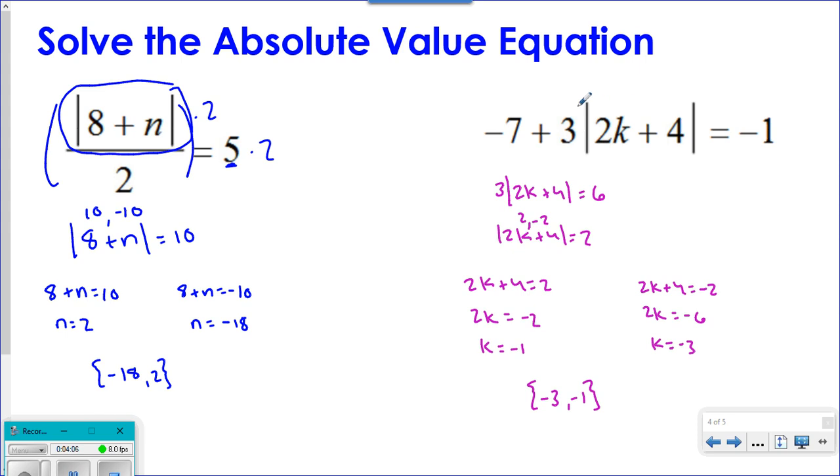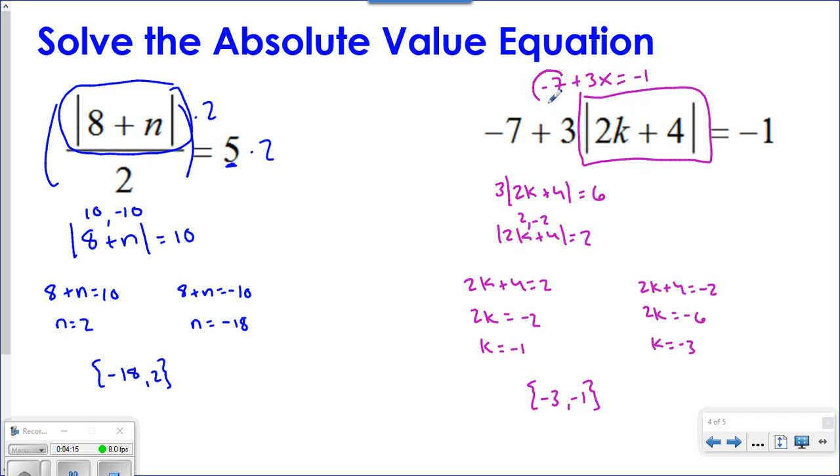So we have to start off by isolating our absolute value again. And this is the same as solving the equation negative 7 plus 3x equals negative 1. We always start by moving the constant, and then we get rid of the coefficient. Once we do that, we know that the inside has to be equal to 2 or negative 2. So we write two equations and solve, and we get negative 3 and negative 1 for our solutions.